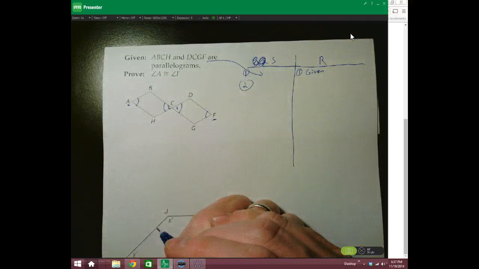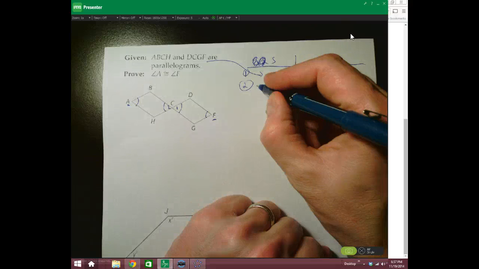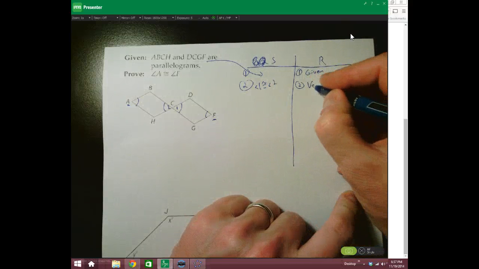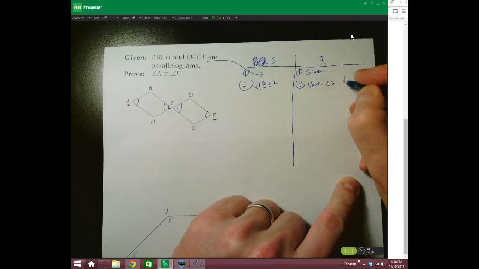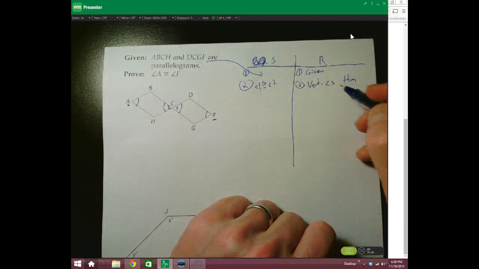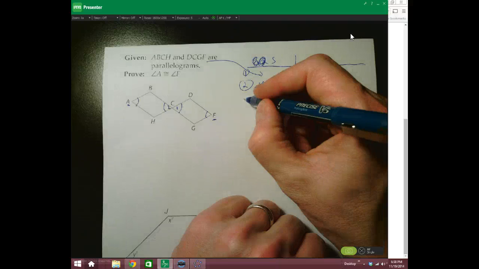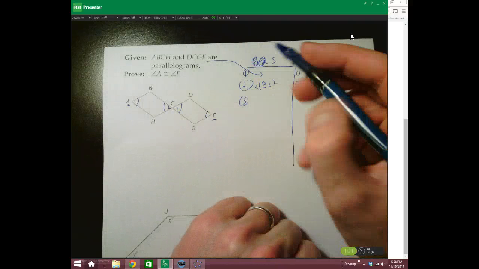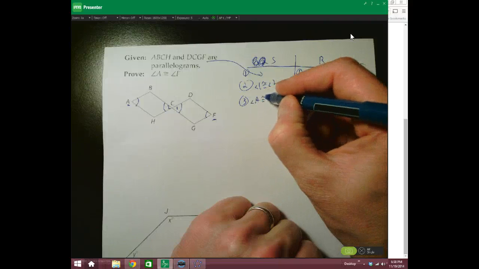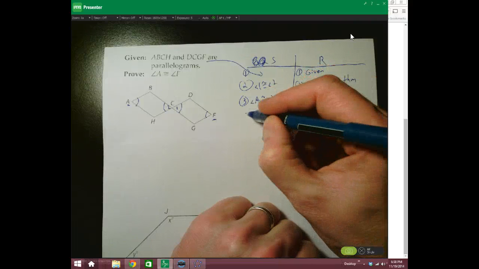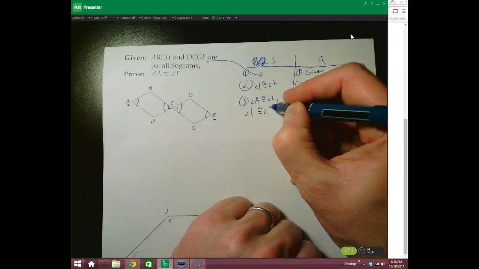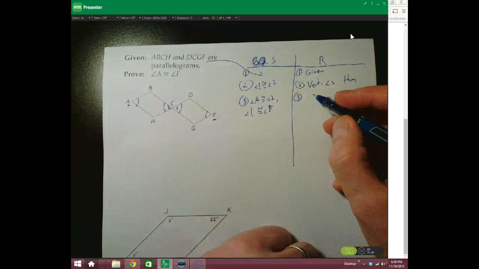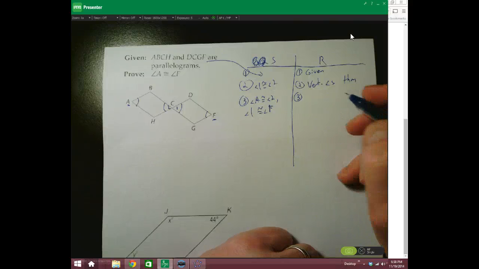Step 2, I know I have a pair of congruent angles. So angle 1 is congruent to angle 2, by the vertical angles theorem. Step 3, I also know that angle A is congruent to angle 2, and angle 1 is congruent to angle F. And you could just say opposite angles of a parallelogram are congruent.